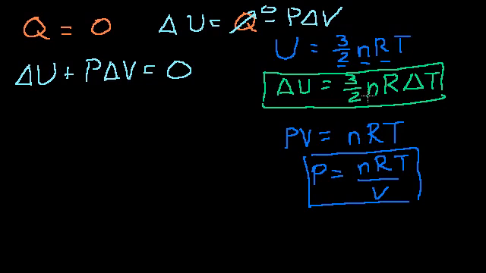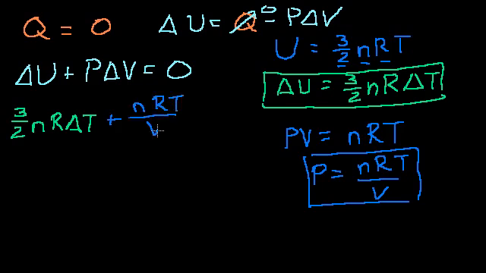So delta U is equal to this thing. So that means that 3/2 nR delta T plus P, P is this thing, plus nRT over V times delta V, is equal to 0. Interesting. So what can we do further here? And I'll kind of tell you where I'm going with this.